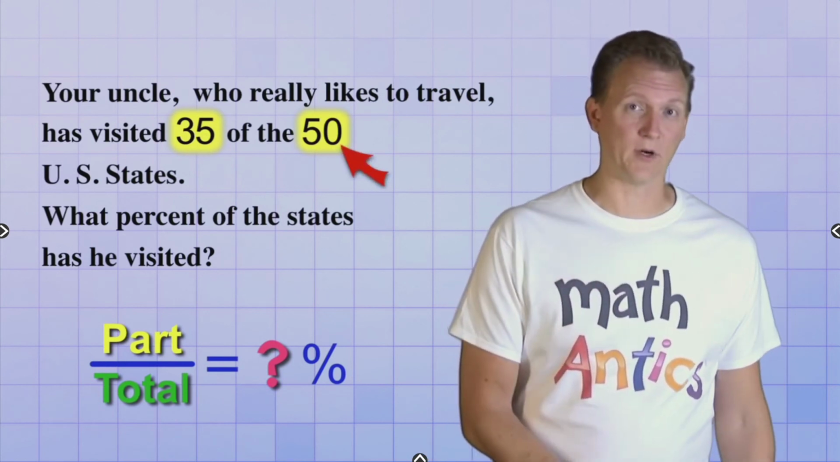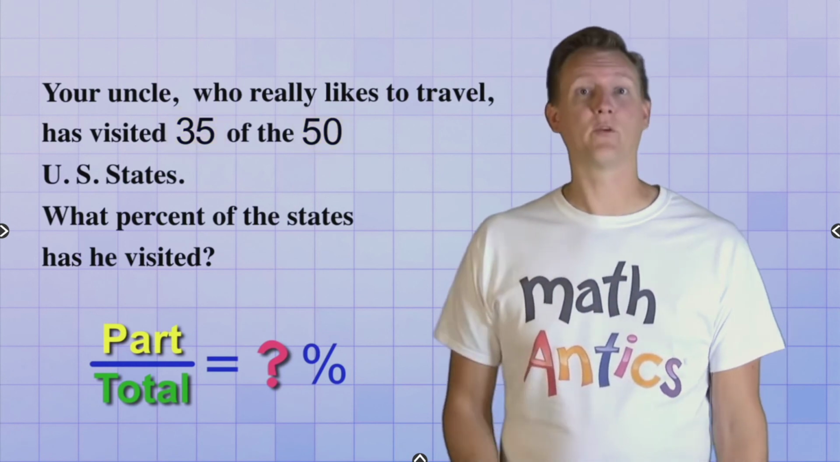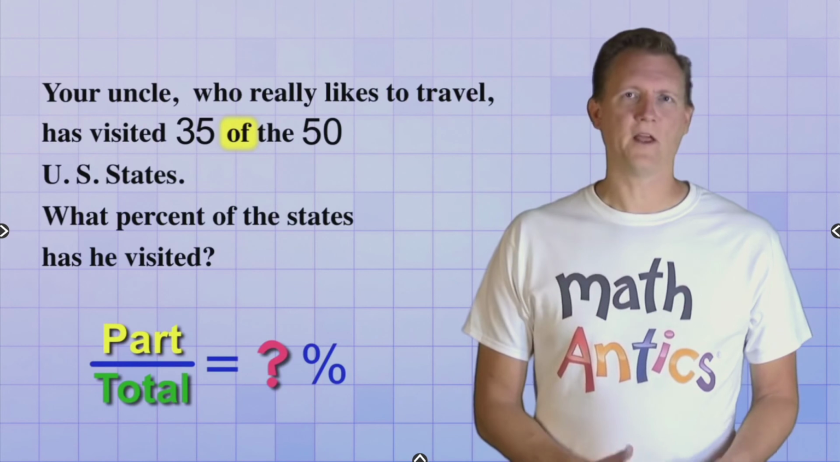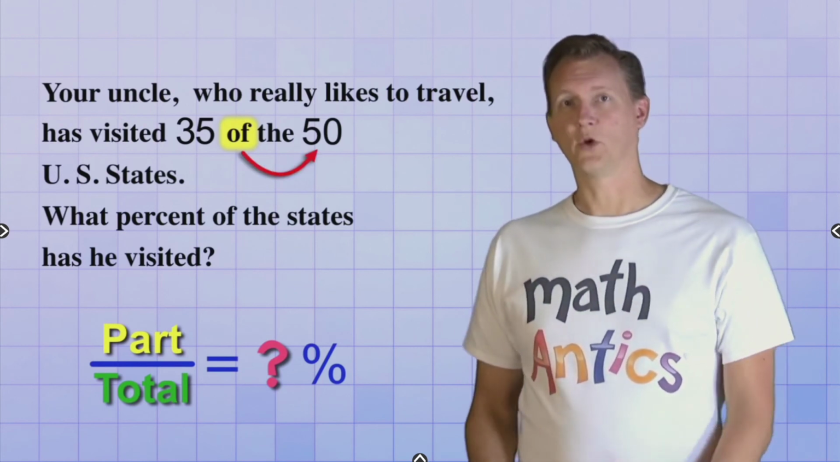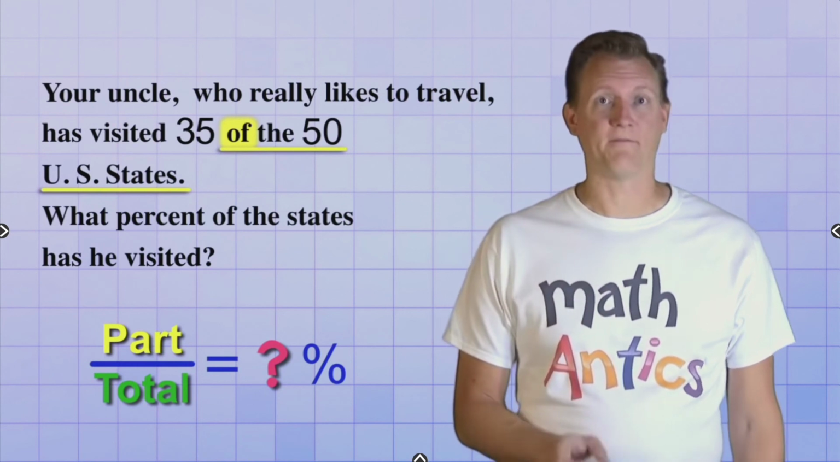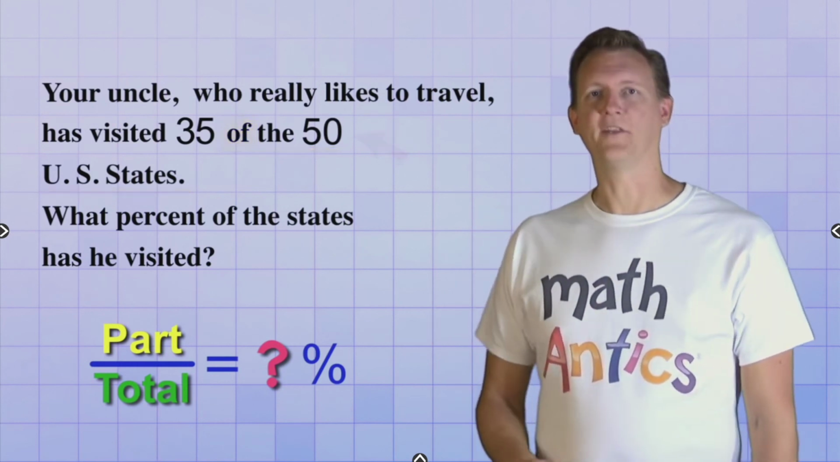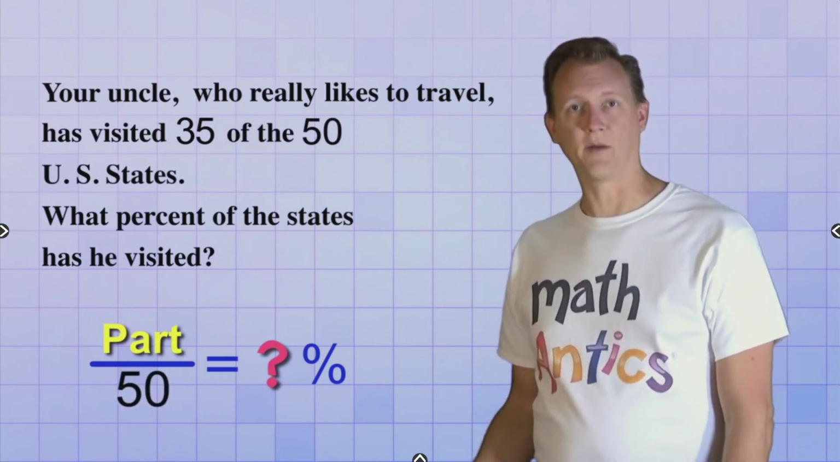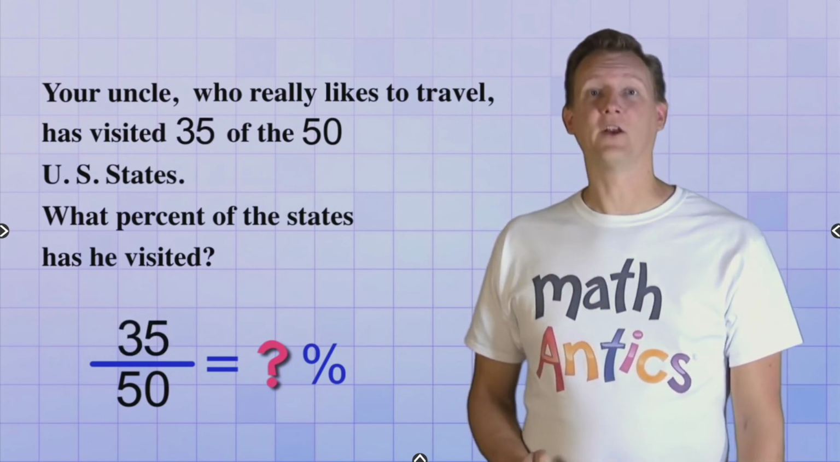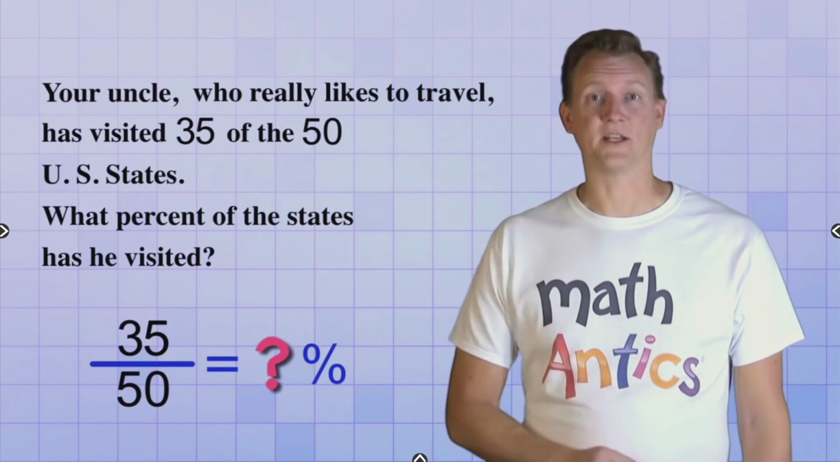And sometimes it can be hard to tell which number the total is. Often it's the bigger number, but not always. And that's where the word of can help us out. The word of usually goes in front of the number that's the total. So when you see of the 50 US states, it's a clue that 50 is the total. All right then, so we put 50 on the bottom of the fraction and 35 on top. Now we're ready to figure out the part that we don't know, the percent.